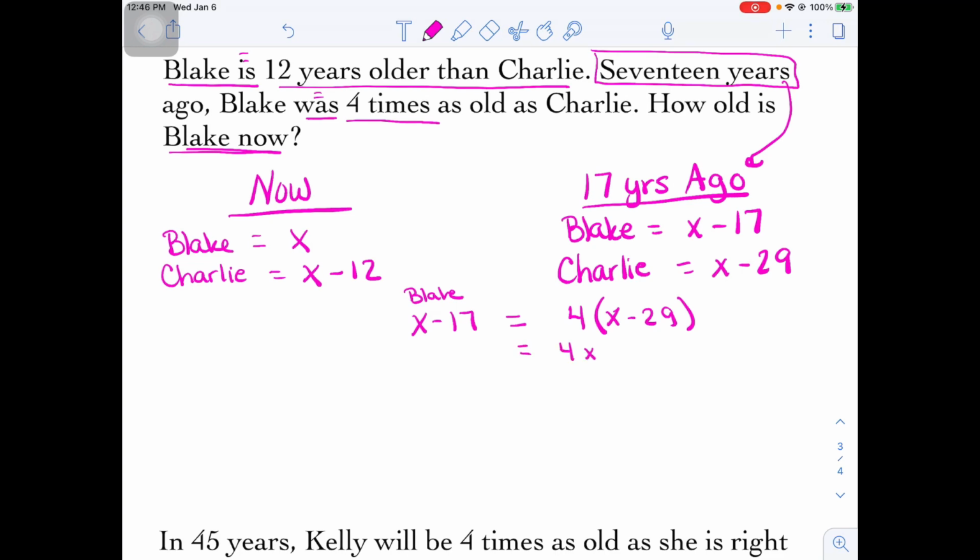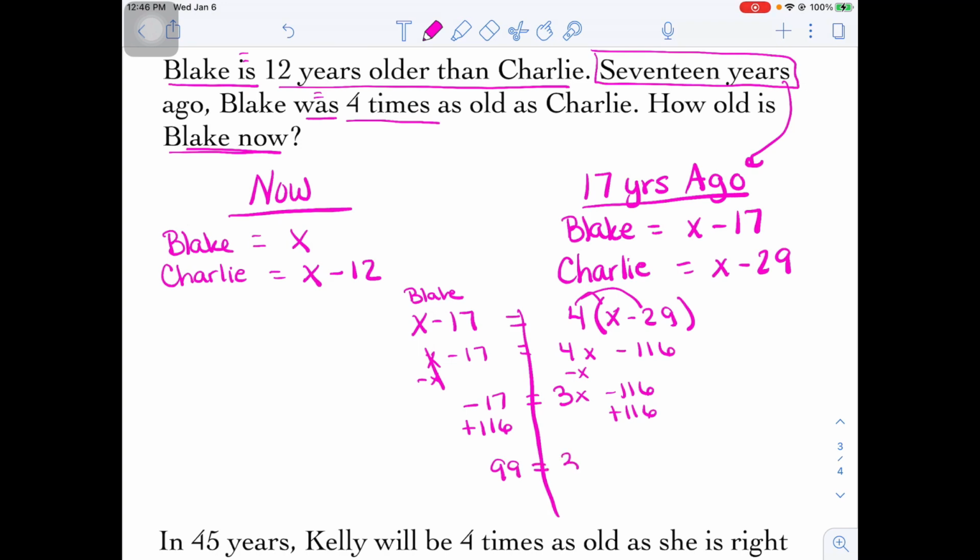So we have 4x minus 116, just by distributing. And nothing happened here. And now we're going to solve. So minus x, put my wall there. So I have a negative 17, these are canceled here, equals 3x minus 116. Move over my constant, plus 116, plus 116. This gives me 99 is equal to 3x. Divide by my coefficient of 3. I get x is equal to 99 divided by 3 is 33. So that tells me x is worth 33.